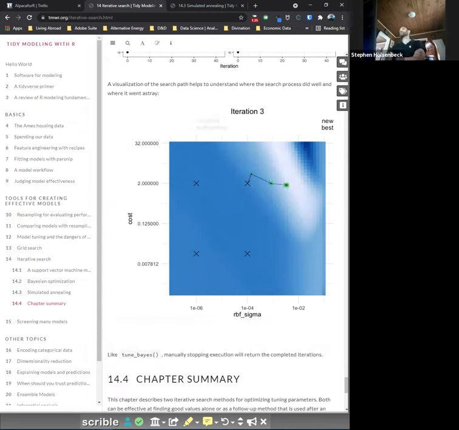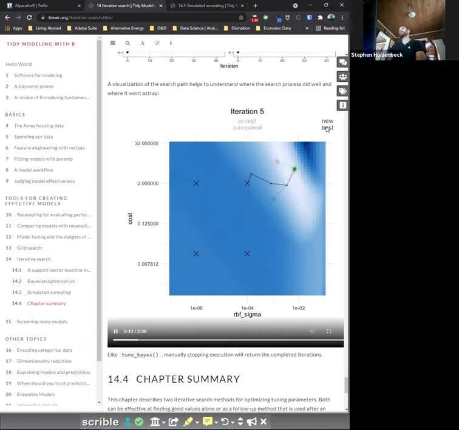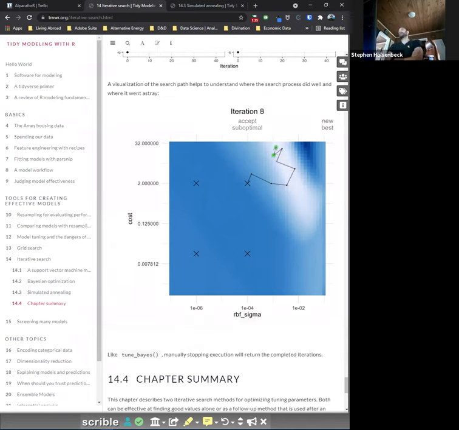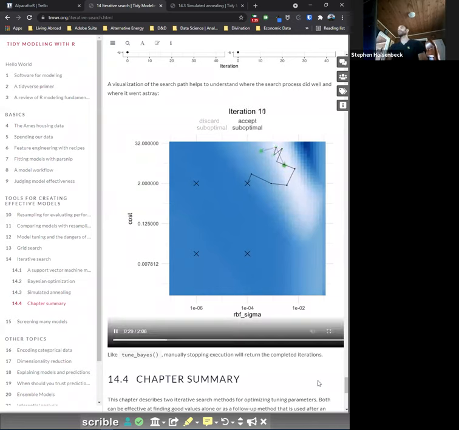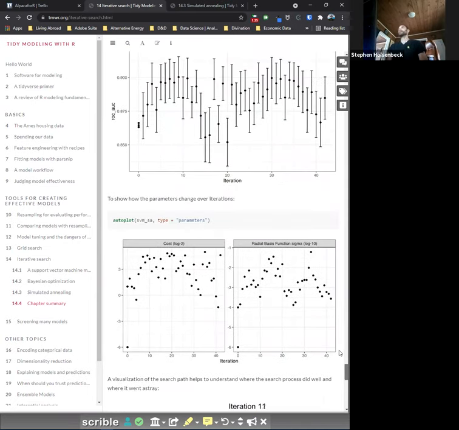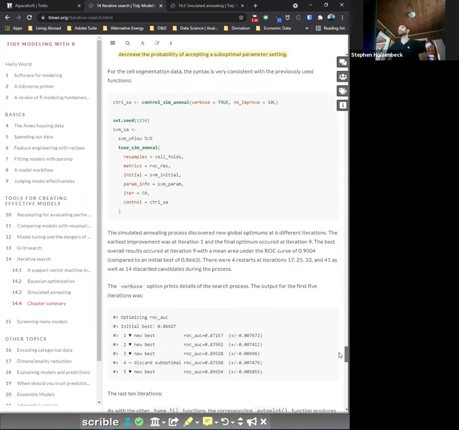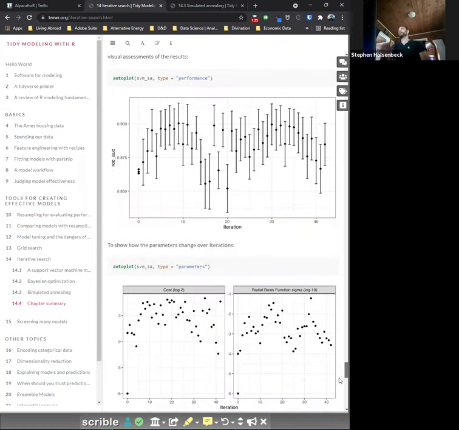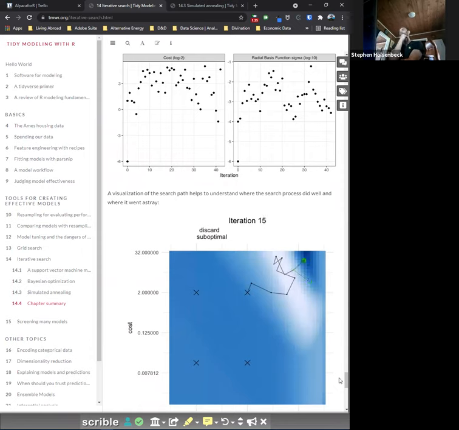So it kind of moves towards the best value. And up here in the right-hand corner, it says what it's doing, whether it's accepting the suboptimal or it's finding new best values. And at least from watching this, it looks like the Kuhn coefficient, this value up here that decreases the probability of accepting a suboptimal parameter, is set pretty high on this because this thing explores quite a bit before it restarts from the best, as you will see.